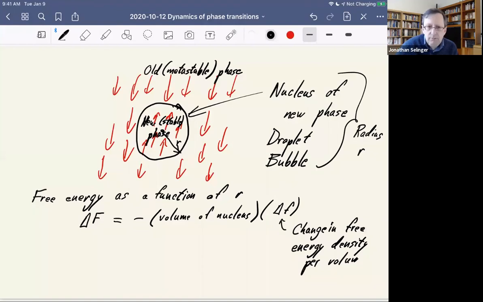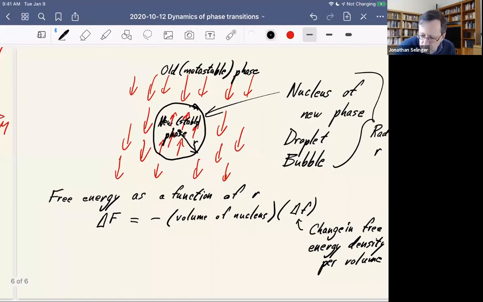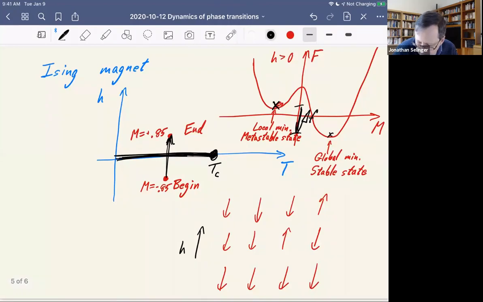Quick question. Please. On the previous page, you label the spacing as delta lowercase f. Is that supposed to be delta uppercase F? The whole plot should be lowercase. Okay. That would be better. Okay, the whole plot should be lowercase. And this is a free energy density per volume.